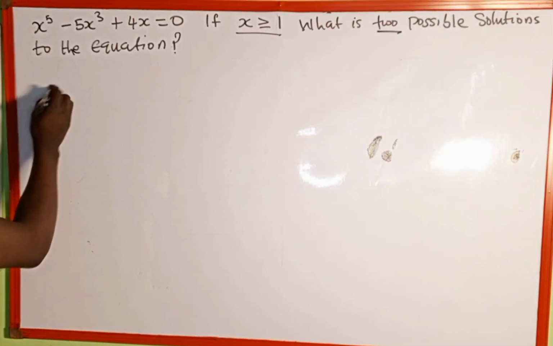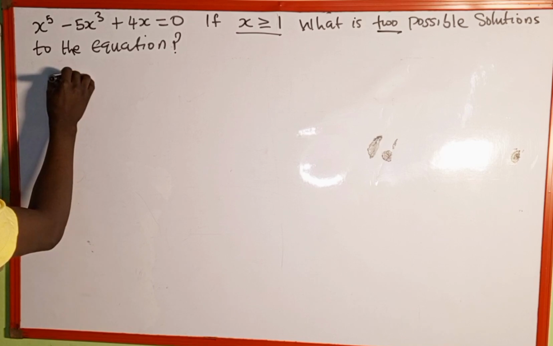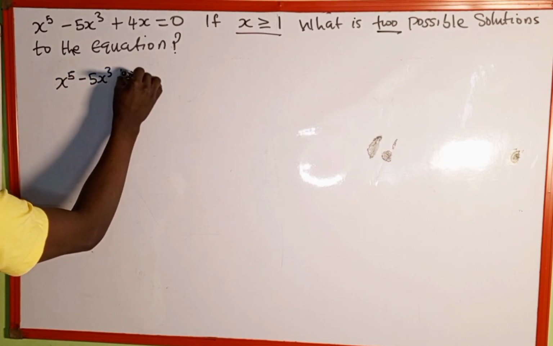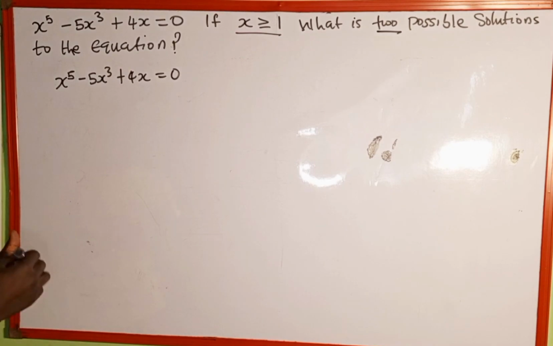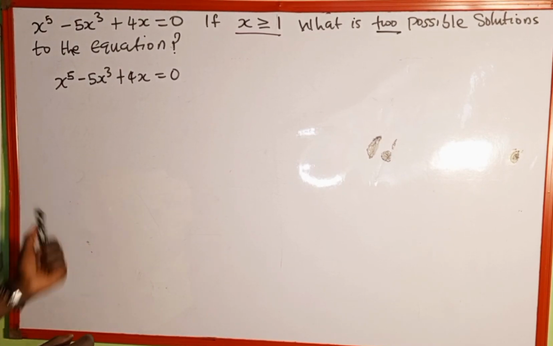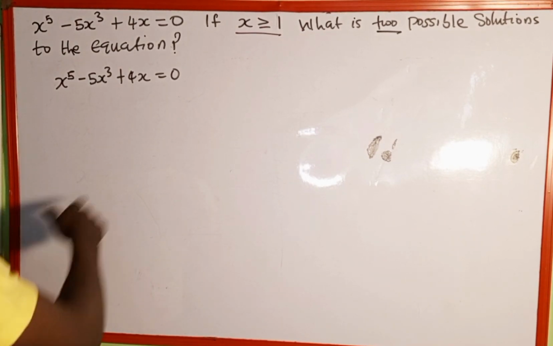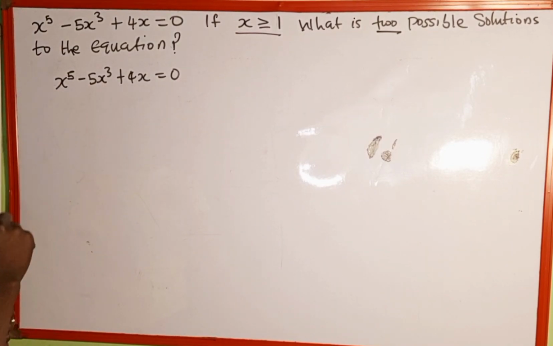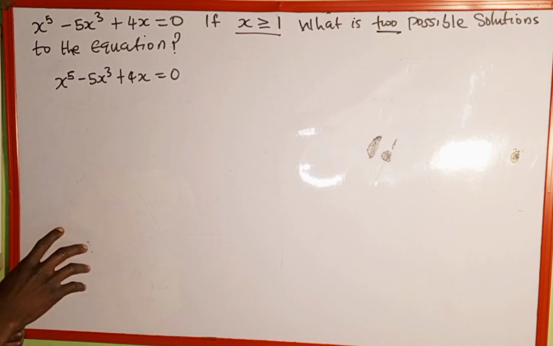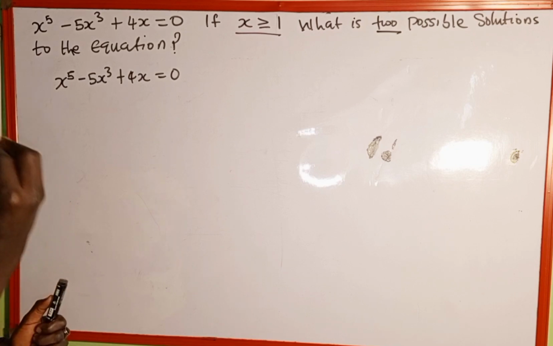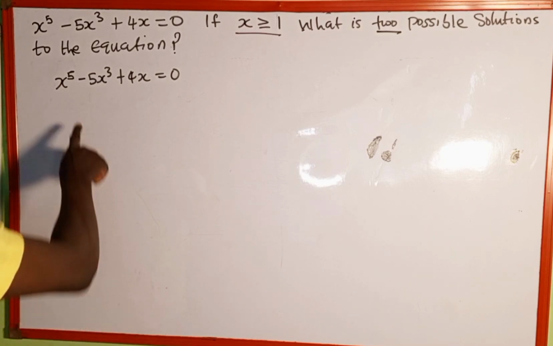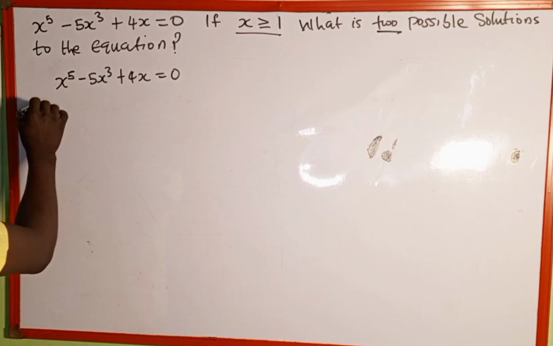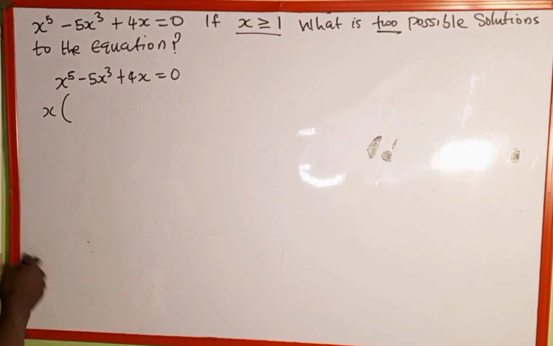So the first thing we are going to do is to rewrite the equation, which is x to power 5 minus 5x to power 3 plus 4x is equal to 0. The first thing we're going to do is to factorize the left hand side of this equation. What do you notice here? x is common here. We're going to factor out x, and when we are factoring x, we're going to factor the one that has the least power. So here is x to power 5, x to power 3, and here is x to power 1. So we factor out x to power 1, then we open bracket.